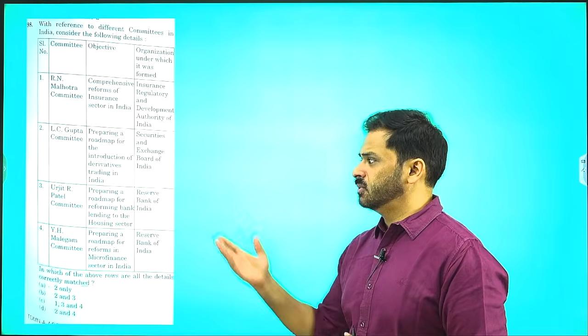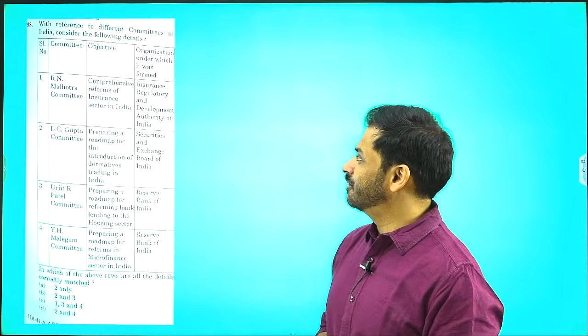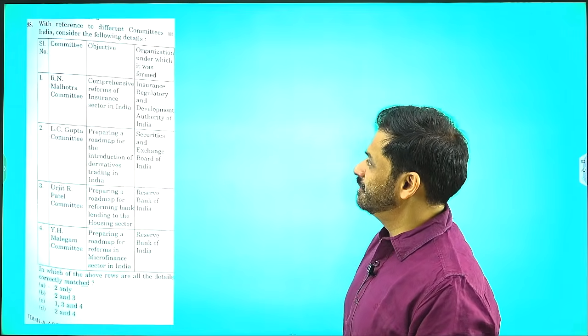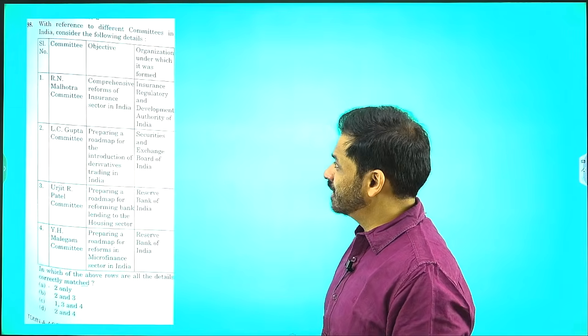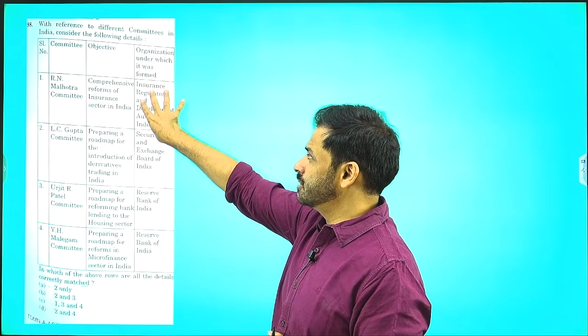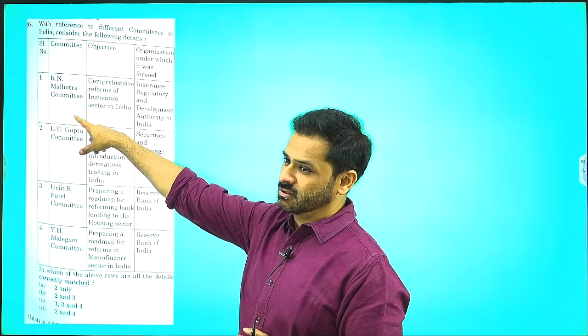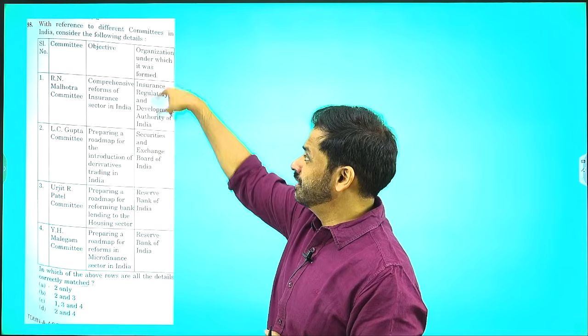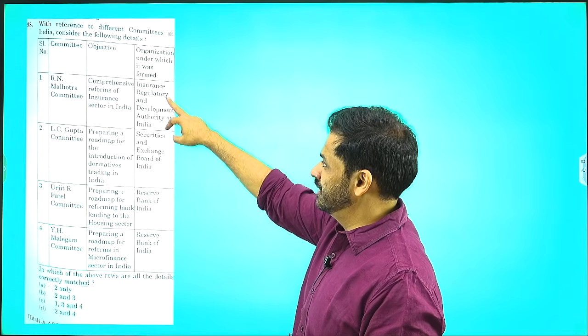Okay, now this one again requires you to have a lot of previous knowledge of the committees. So among the previous committees, in this case the R.N. Malhotra committee, the organization under it was formed. No, IRDA was a product of the recommendation of the committee. It was not created under this organization, so this is not correct.